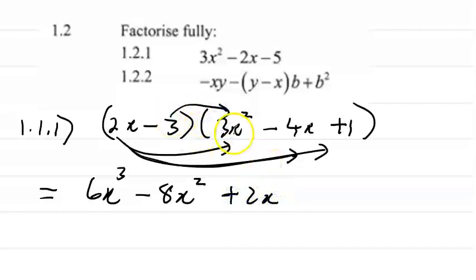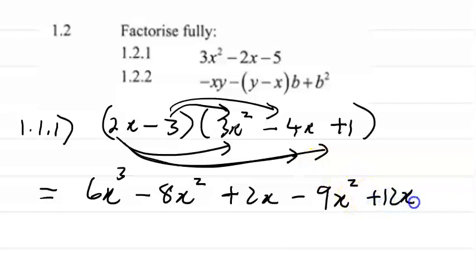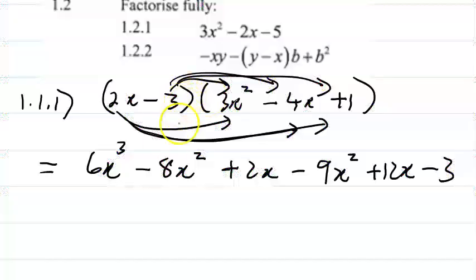Negative 3 times 3x squared is going to give us minus 9x squared. And minus 3 times minus 4x is positive 12x, and minus 3 times plus 1 is minus 3. So we've opened out the brackets, and I told you that when we multiply a binomial times a trinomial, 2 terms times 3 terms, we're going to end up with 6 terms: 1, 2, 3, 4, 5, 6. Remember, terms are separated by plus or minus signs. They are joined together by multiplication and division.